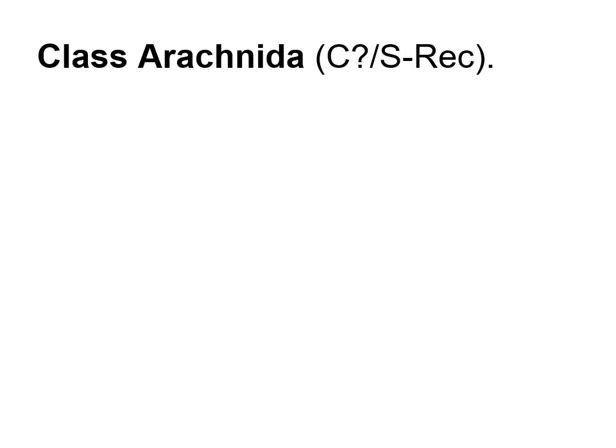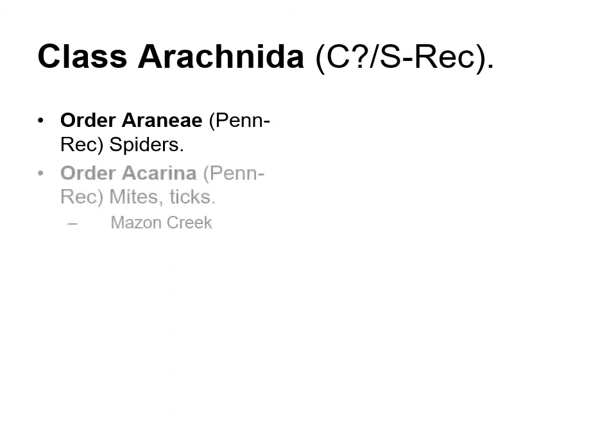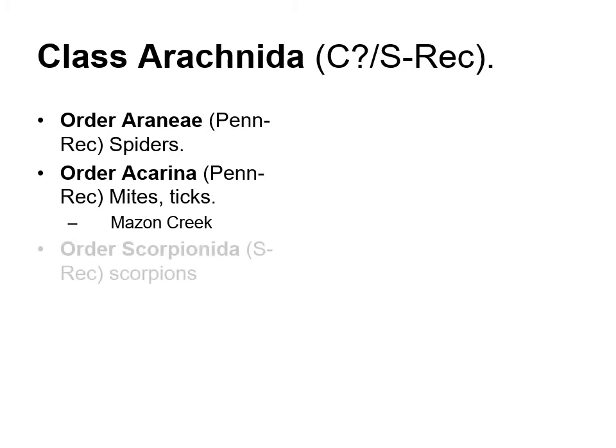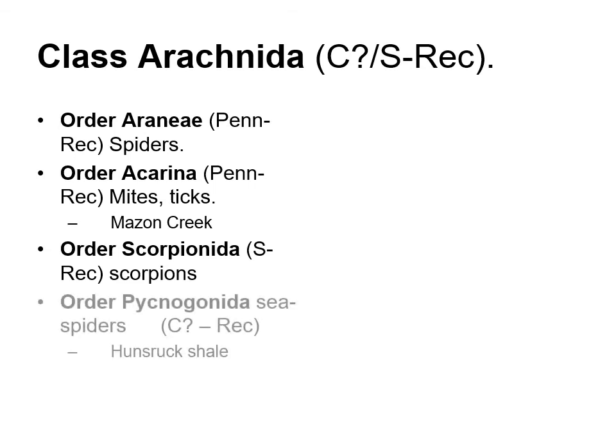So let's talk about class Arachnida. We have spiders possibly from the Cambrian Ordovician, but definitely Silurian onward. These are mostly in an order called Araneae, where we start from the Pennsylvanian to today we have our proper spiders. Order Acarina from the Pennsylvanian onward includes mites and ticks, and we have these preserved in the Illinois Mazon Creek formation and fauna from Braidwood, Illinois. Order Scorpionida, obviously scorpions. These have been around since the Silurian. Scorpions are among the first terrestrial animals on the planet.